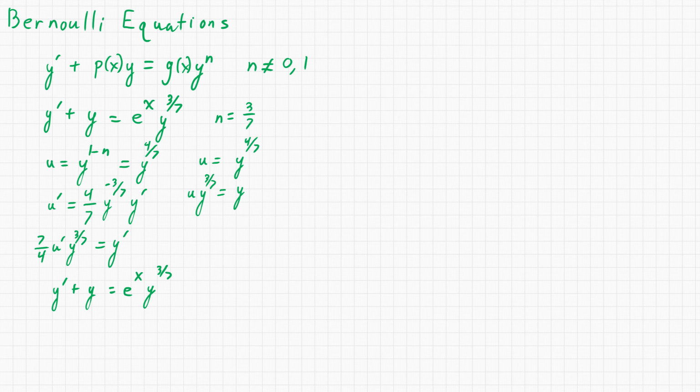So again, as usual, plug things in. So y prime, we exchange with the u prime, so that's 7/4 u prime y to the 3/7 plus, okay, the y we can exchange with the u times y to the 3/7, equals, I have e to the x still, and I have u, we just leave that alone, so y to the 3/7. All right, well, the 3/7, right, we can divide out, so we end up with 7/4 u prime plus u equals e to the x.